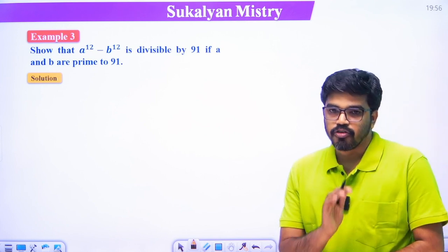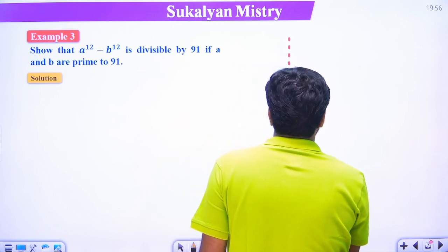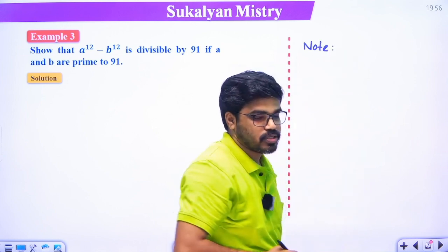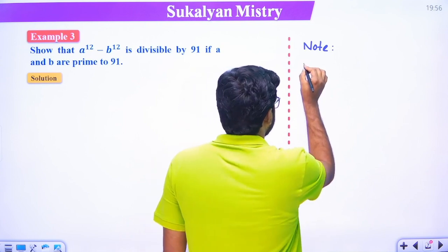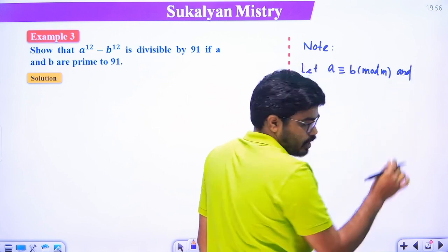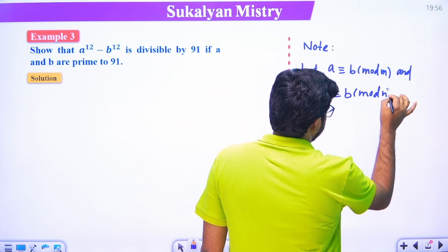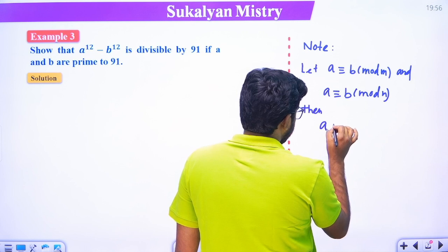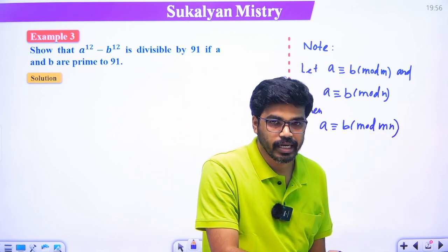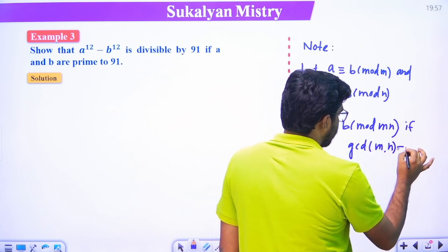First of all, note this result. Suppose a is congruent to b modulo m and a is congruent to b modulo n, then a is congruent to b modulo mn, provided m and n are relatively prime, that is, GCD of m and n is 1.